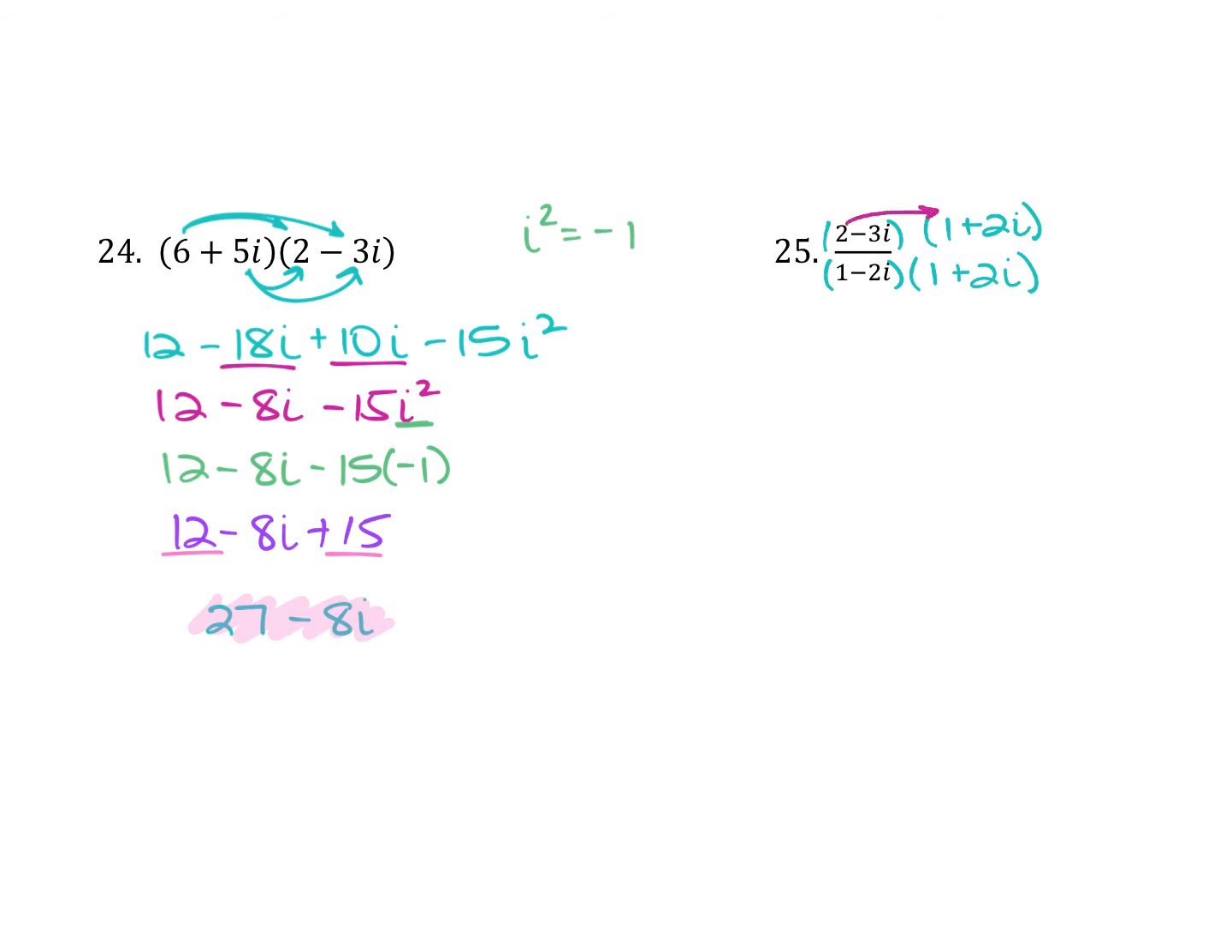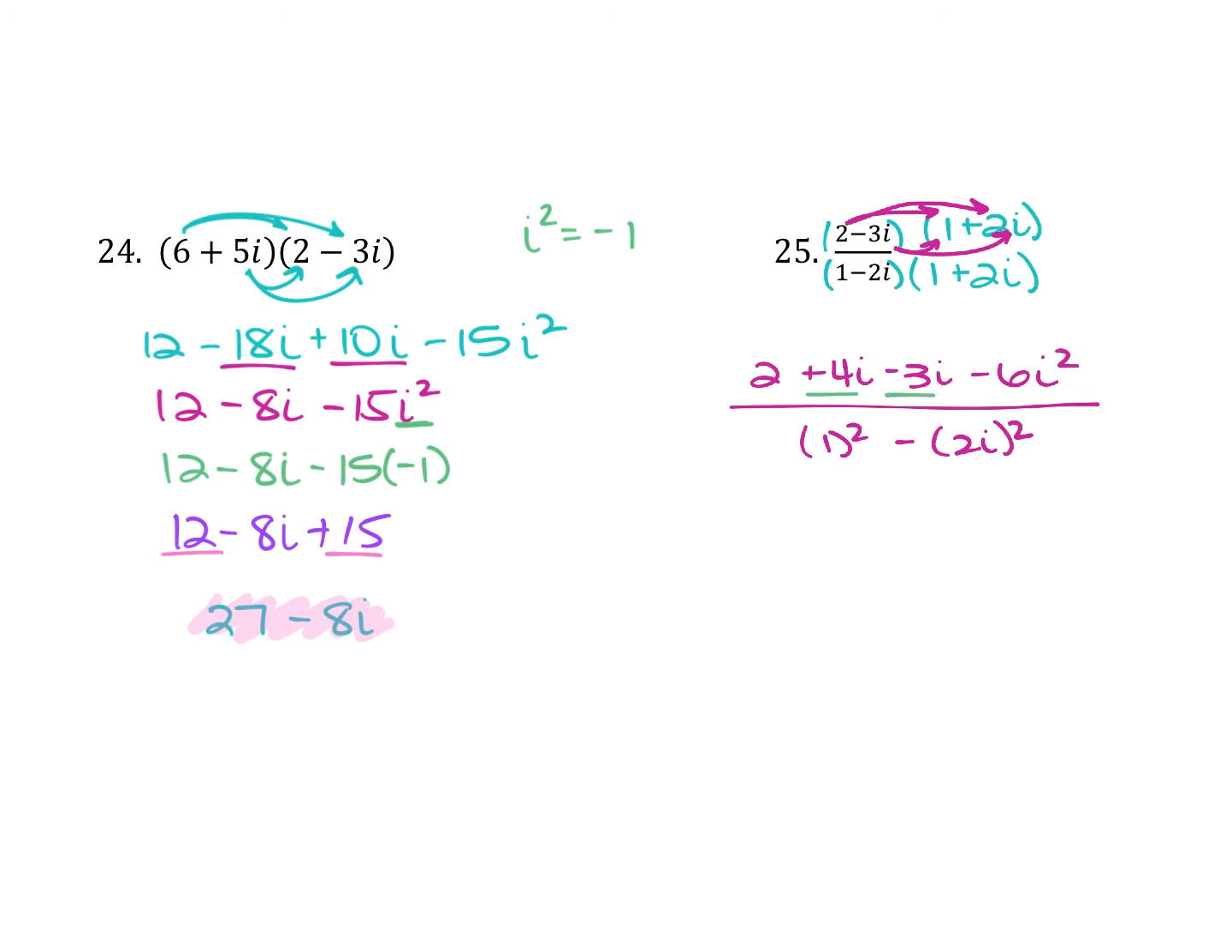So 2 times 1 is 2. 2 times 2i is 4i. Negative 3i times 1 is negative 3i. Negative 3i times 2i is negative 6i squared. On the bottom, we have a difference of squares, so it's just 1 squared minus 2i to the second power.